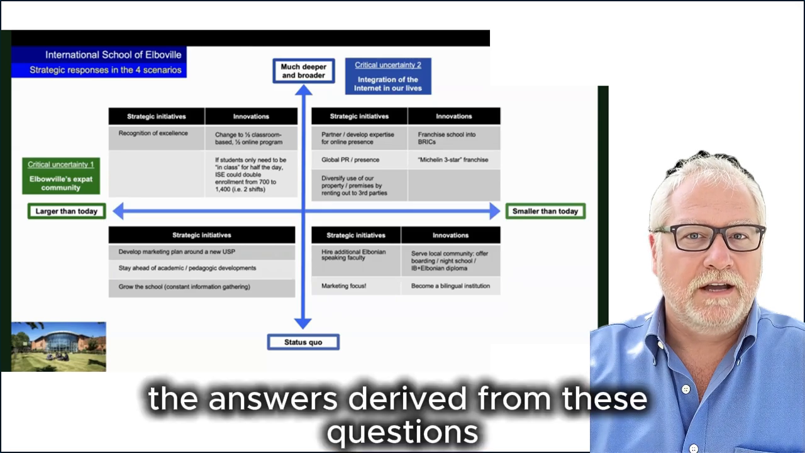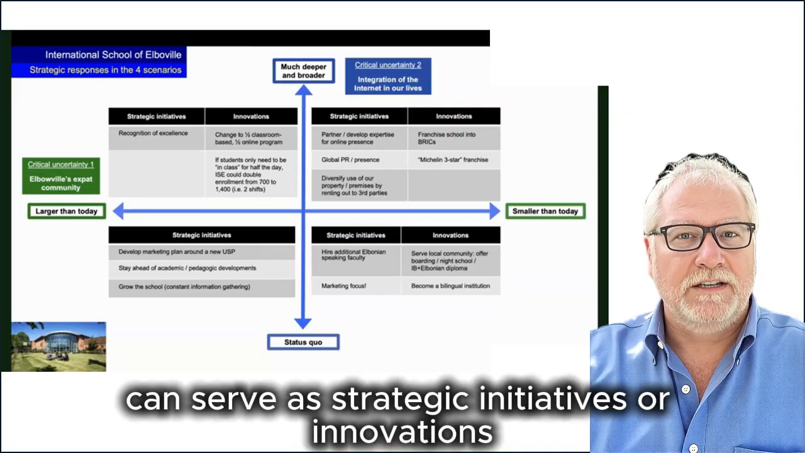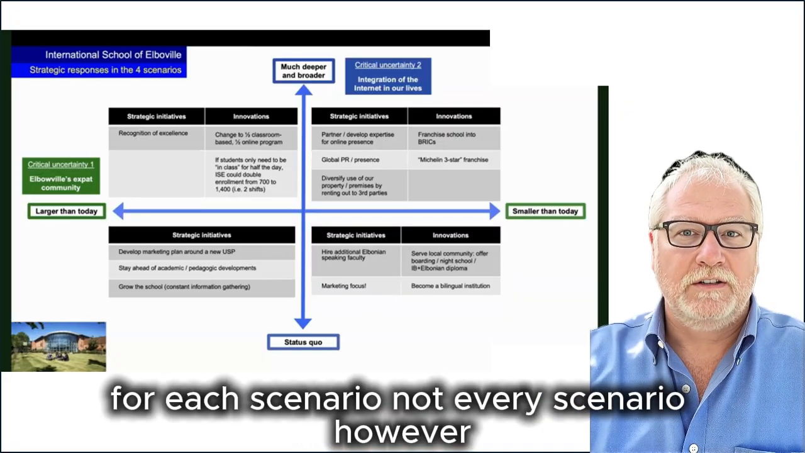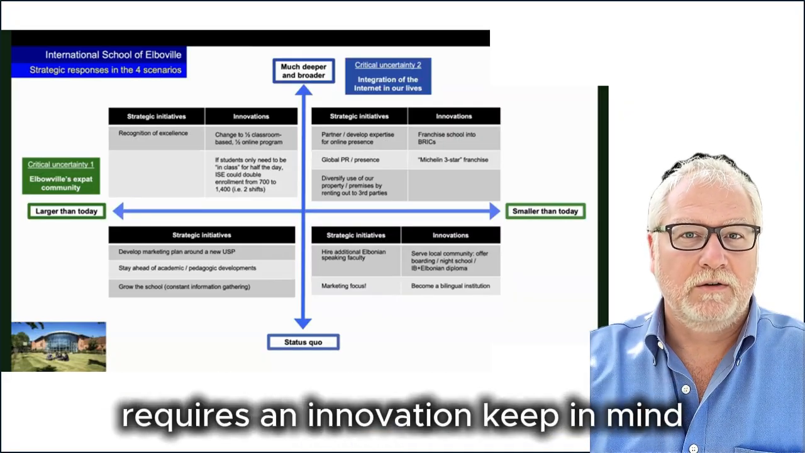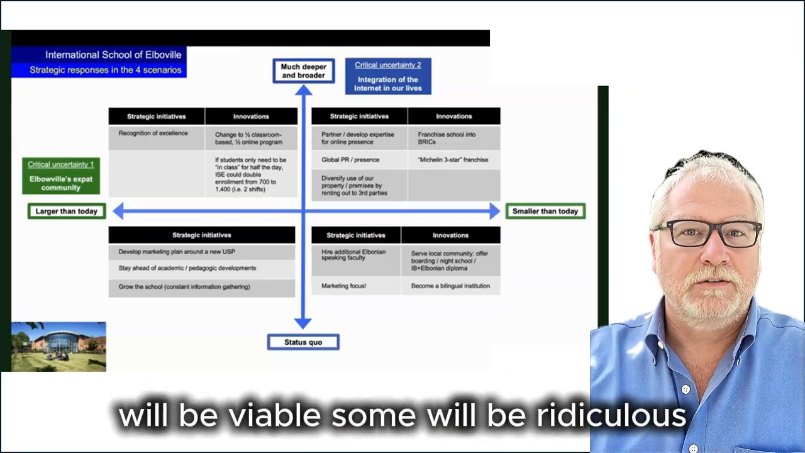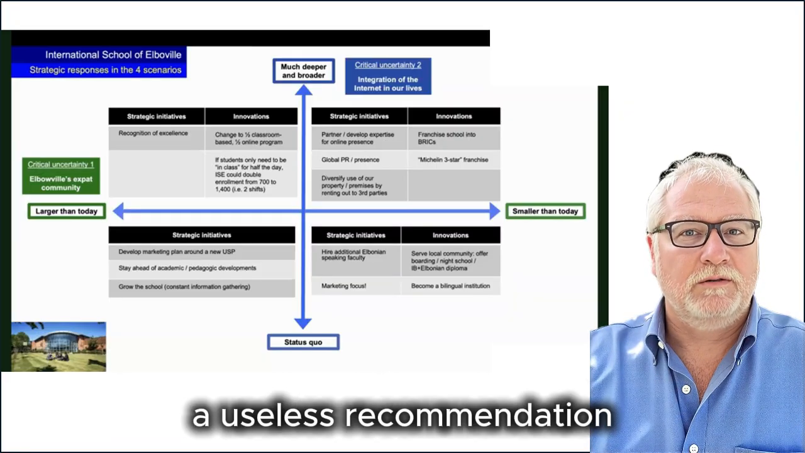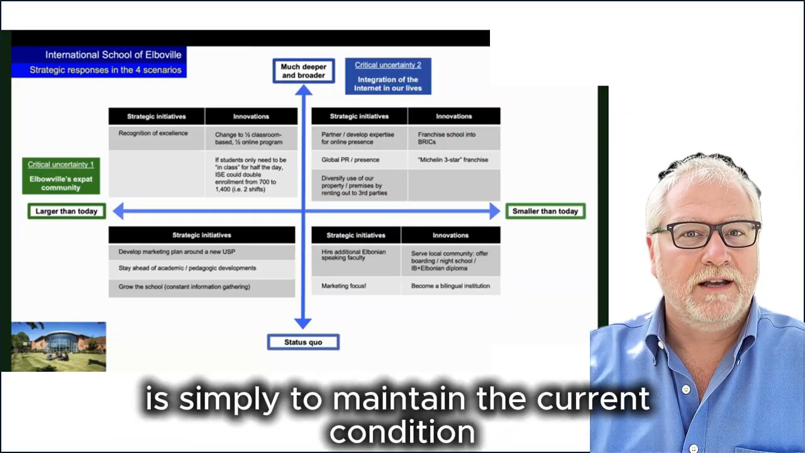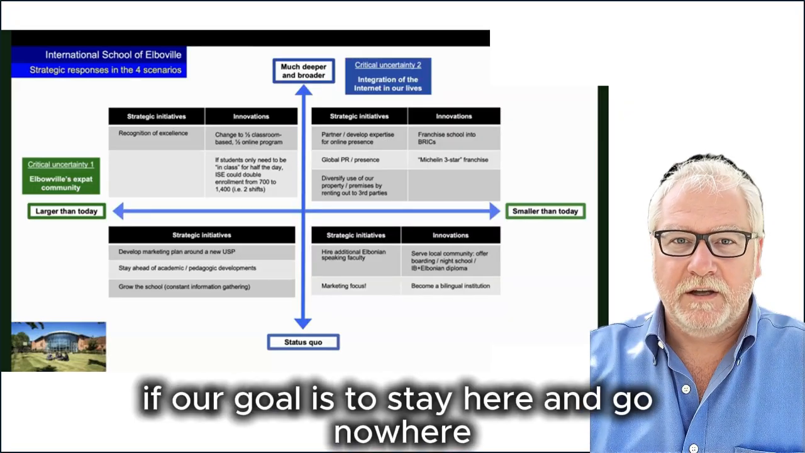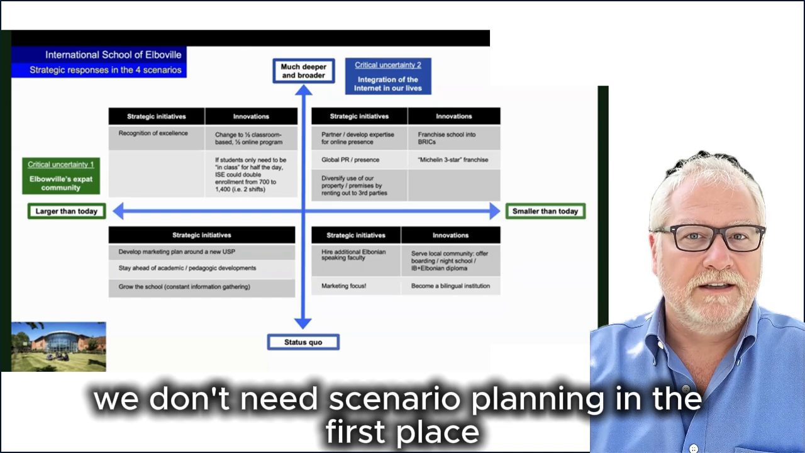The answers derived from these questions can serve as strategic initiatives or innovations for each scenario. Not every scenario, however, requires an innovation. Keep in mind that not all generated initiatives or innovations will be viable. Some will be ridiculous, for example, making a plan to create another plan. A useless recommendation is simply to maintain the current condition. If our goal is to stay here and go nowhere, we don't need scenario planning in the first place.